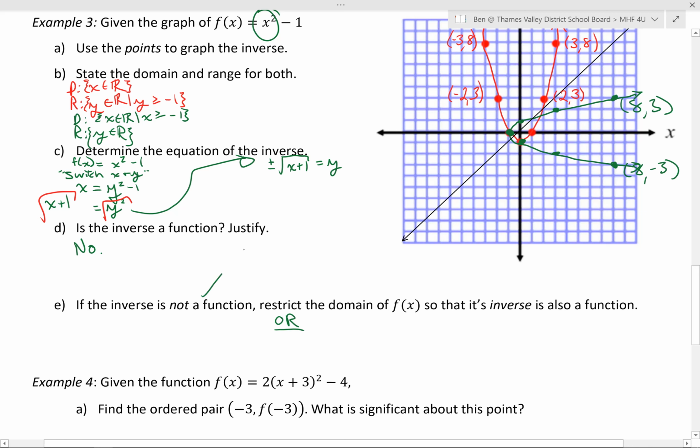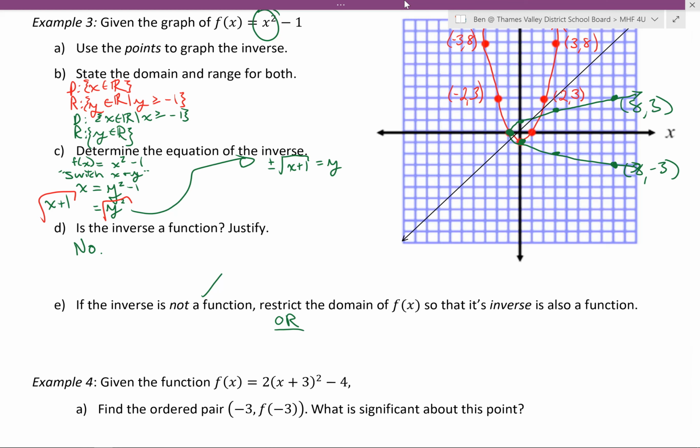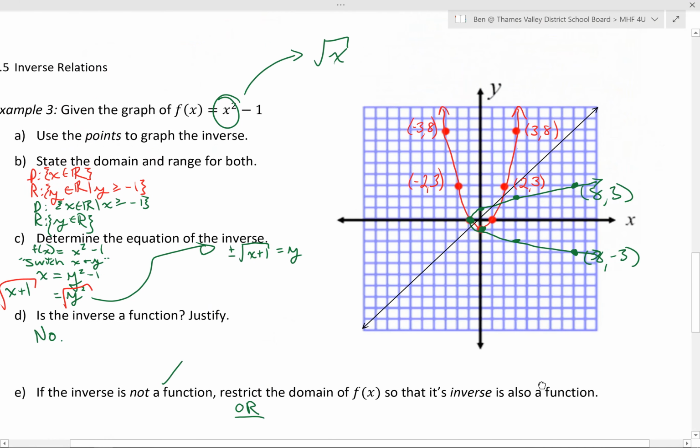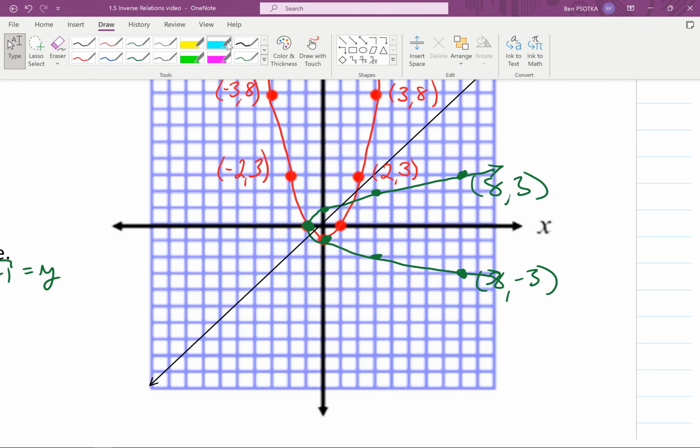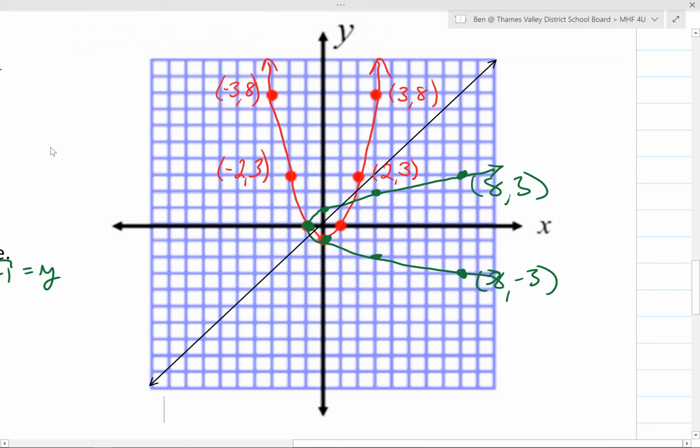If the inverse is not a function, and that's a check, it is not a function, we're asked to restrict the domain of f at x, so of the original red function, so that its inverse is a function. So we must restrict the domain. That means we must change the red function in a way that its new inverse would pass the vertical line test. What that is going to mean is we're going to have to take away one of the arms, whether it's the left arm or the right arm. We must take away one of the arms, otherwise our inverse will not be a function.